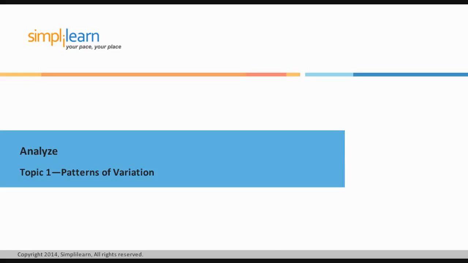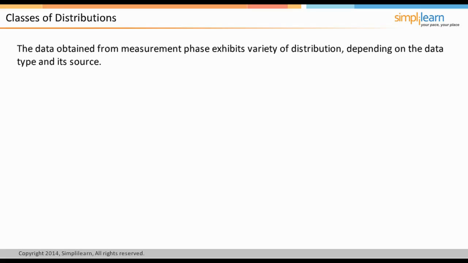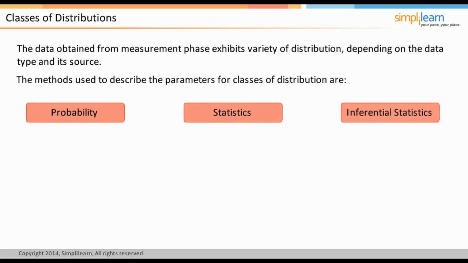In this topic, we will learn about the patterns of variation in detail. Let us start with the classes of distributions in the following screen. When data obtained from the measurement phase is plotted on a chart, it is observed that it exhibits a variety of distributions depending on the data type and its source. These distribution patterns will help you understand the data better. Probability, statistics, and inferential statistics are the methods used to describe the parameters for the classes of distributions. Click each method to know more.